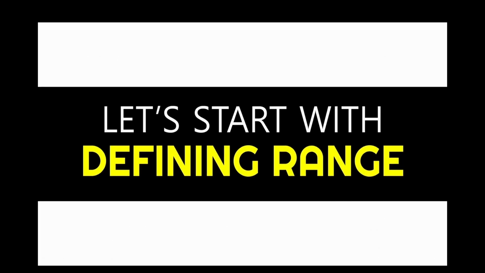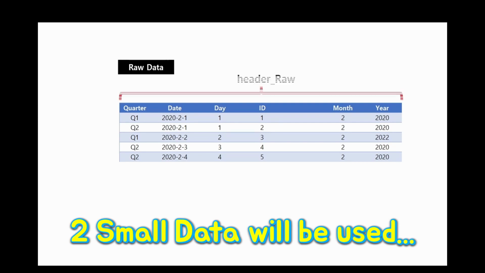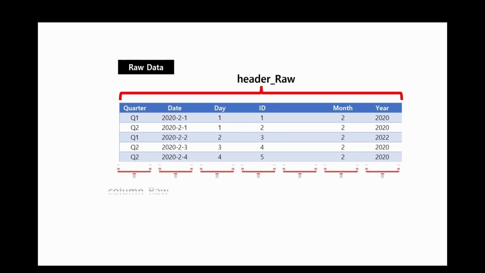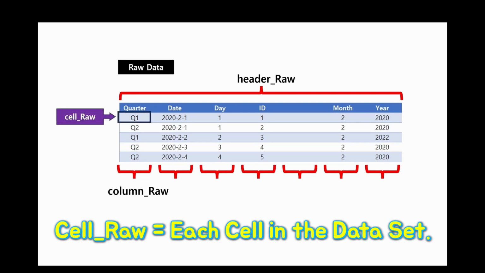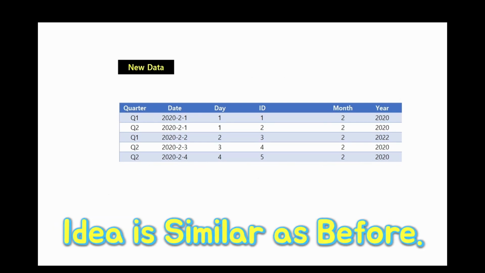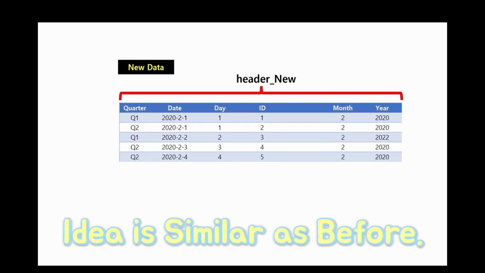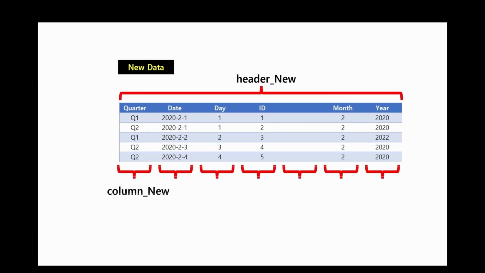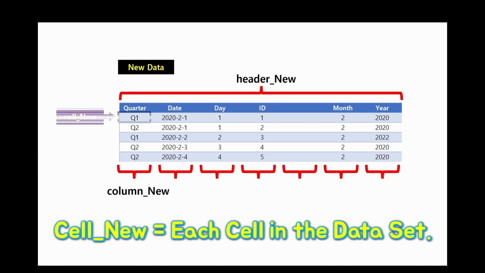Let's start with defining the range. Start with raw data. The header row will be like this. The column row will be like this. The cell row will be each cell in this data set. In case of new data, the header new will be here. Column new will be each column. Cell new will be each cell in this data.